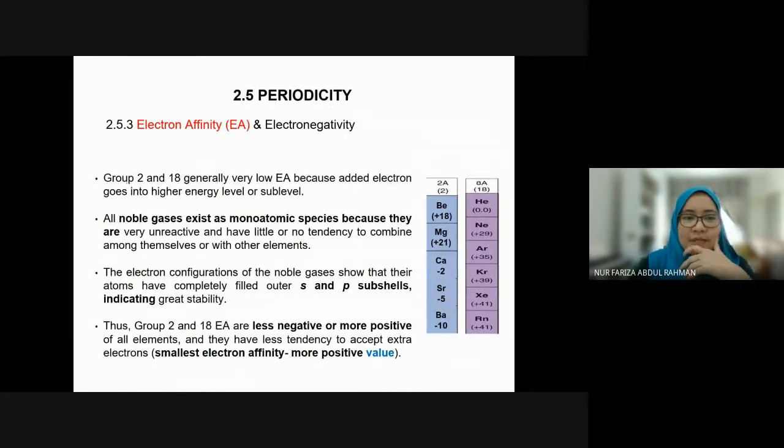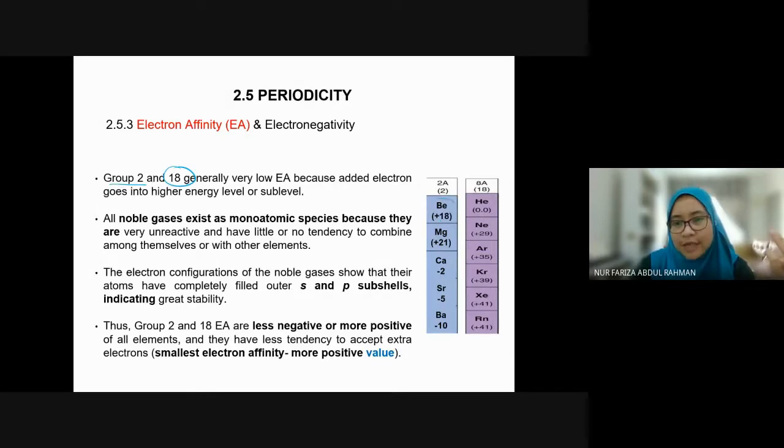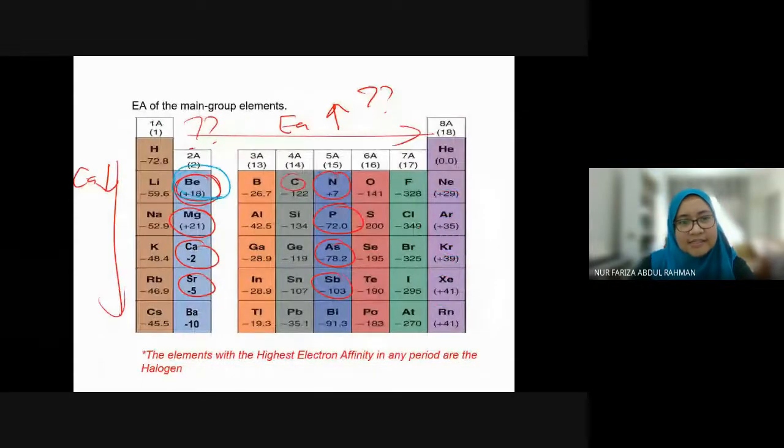Okay, so that is group 17. Let's look at group 2 and group 18. As you can see, this is group 2. Can you see? The beryllium is positively charged, and then starting from calcium, it becomes negative. It starts becoming a negative value, but still it is less negative than group 1. It is less negative than, for example, beryllium. Beryllium has a positive value compared to lithium.